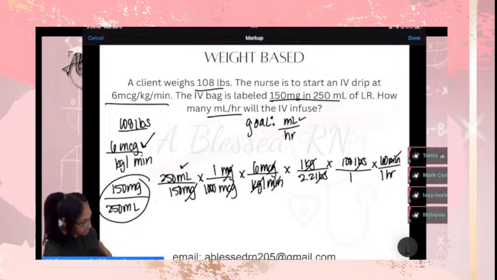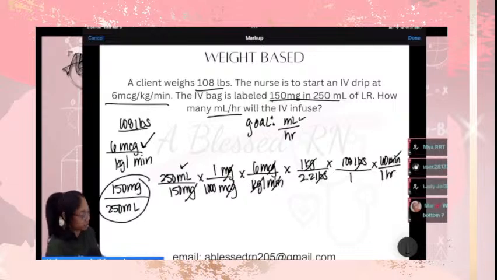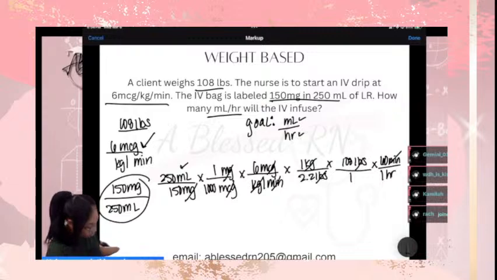It might seem extensive, right? But if you were to do this trying to find desired over have, you would have so many other steps to take. This is just simply solving a puzzle. What's on the top and what's on the bottom has to cross out, and we're crossing out every single thing except for what our goal is, which is milliliter on the top and hour on the bottom.